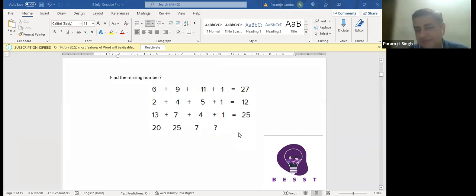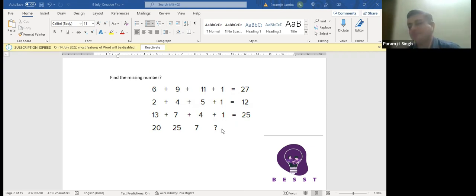Now try and find the missing number here. What do you think the logic should be? Just to clarify, for this question mark, you have to give what the answer should be. This question mark is coming below 27, 12 and 25. You have to put it over here, and you also have to give what should be the fourth digit here.